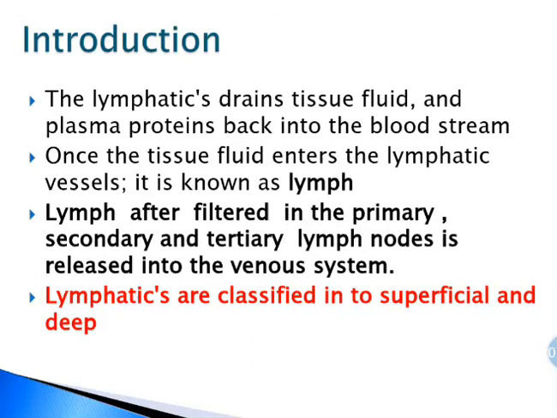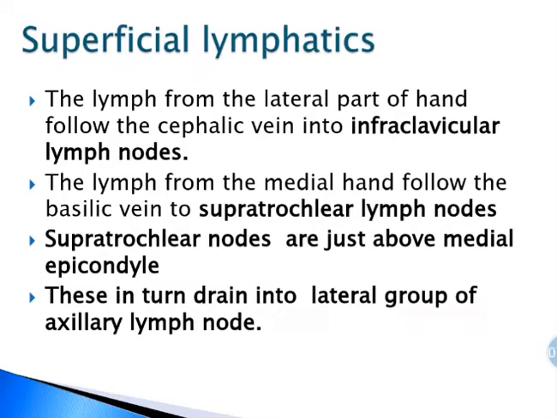Lymphatics in upper limb are classified into superficial and deep lymphatics. Superficial lymphatics. The lymph from lateral part of hand follows the cephalic vein into infraclavicular lymph nodes. Lymph from the medial hand follows basilic vein to supratrochlear lymph nodes. The supratrochlear lymph nodes are just above the medial epicondyle. These in turn drain into lateral group of axillary lymph nodes.